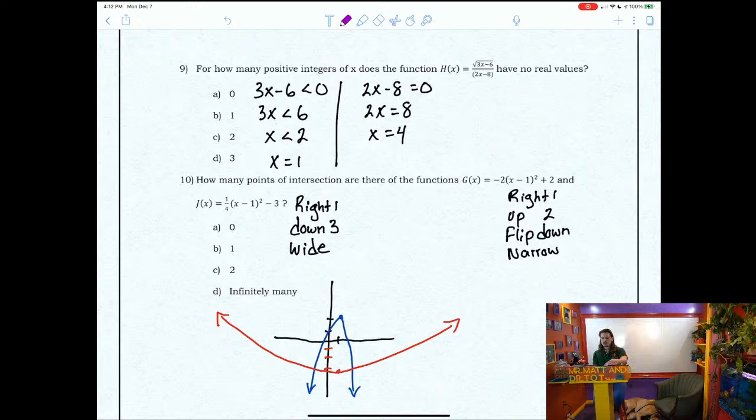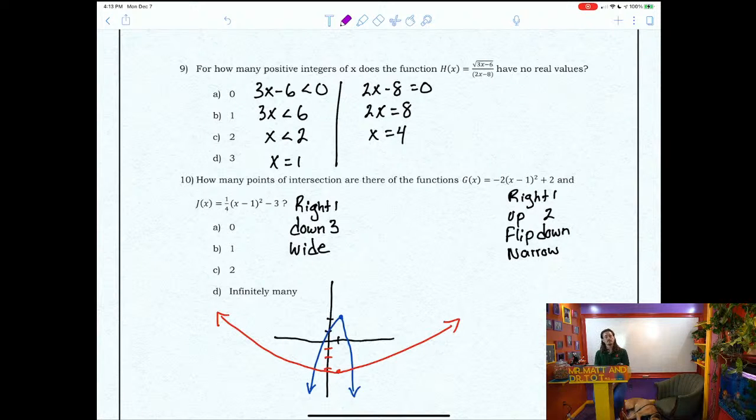Okay, so for number 9, in the numerator we have the square root of 3x minus 6. So any input value that's going to make that radicand, the number underneath the radical sign, negative, is not going to work, or it's going to produce a non-real value. So if we set that expression less than 0, 3x minus 6 less than 0, when we add 6 to both sides, we get 3x less than 6.